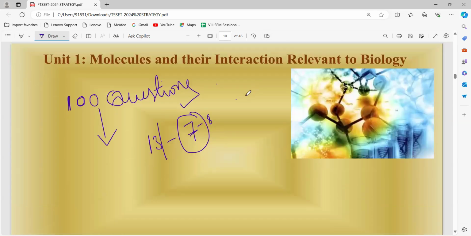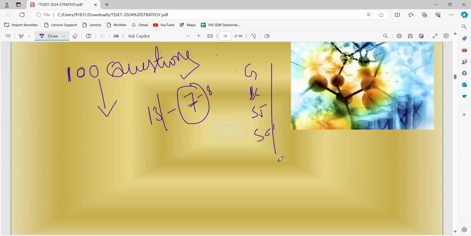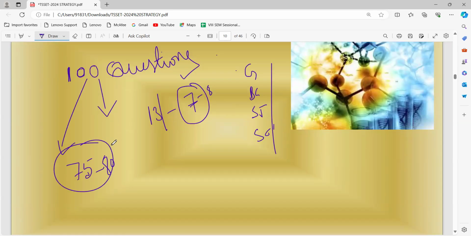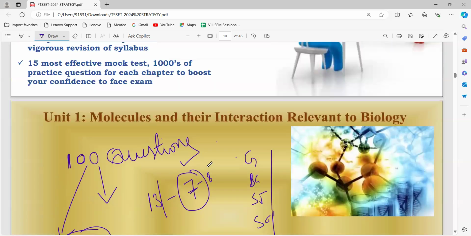Now, whether you belong to General, BC, ST or SC, I am requesting all of you to focus on answering 75 to 80 questions correctly out of 100 questions. It doesn't matter what category you belong to. If you answer 75 to 80 questions correctly, friends, 200% you will qualify for the exam, because the level of difficulty is increasing very much, year by year.